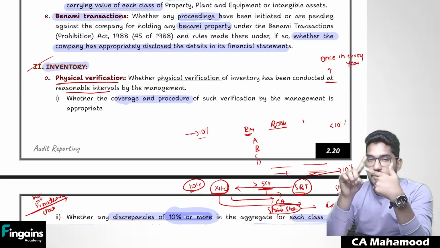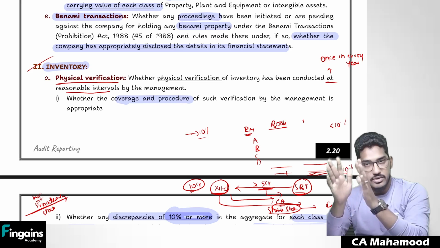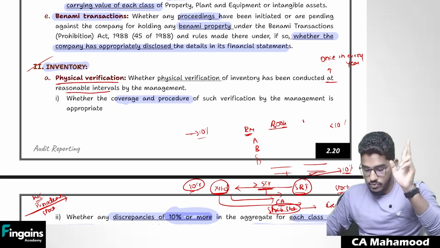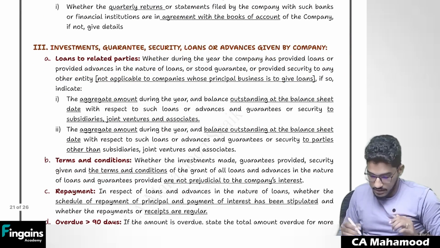What are they? Physical verification at reasonable intervals. In case of working capital loans, whether periodical stock statements are genuine or not. Clear? So 2 matters we are done. Out of 21, how many we are done? 2 we are done. Now, third point.